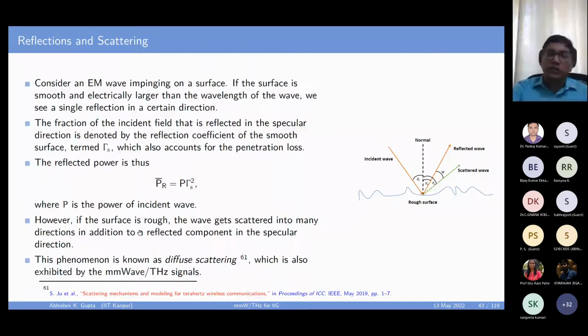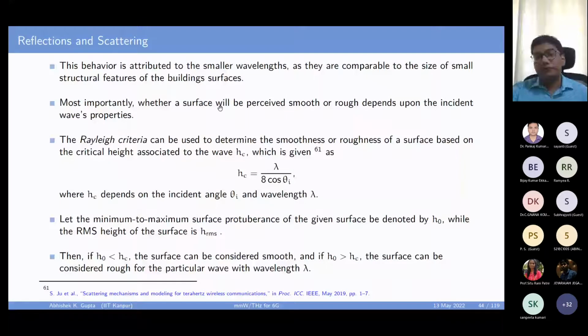Now, if the surface is rough, the wavefront falling on it does not see a smooth surface, so it doesn't get reflected in a single direction. It gets reflected in a variety of directions, which we call scattering. This phenomenon is known as diffuse scattering, which is also observed in millimeter wave and terahertz networks. The key point here is whether the surface is smooth or rough.